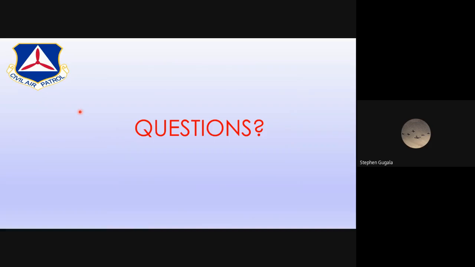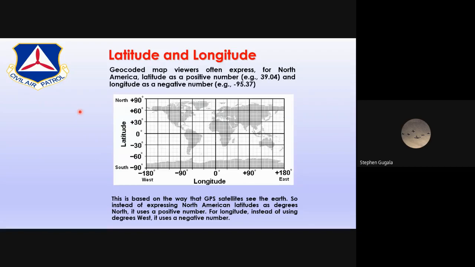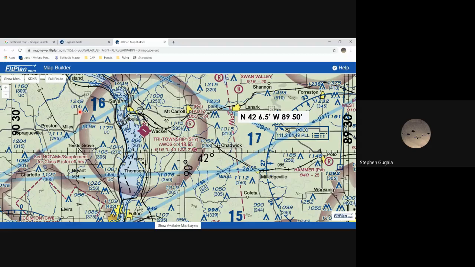Any questions on the basics of finding a position on a sectional chart, or any map for that matter, that has latitude and longitude depicted in it? Okay.